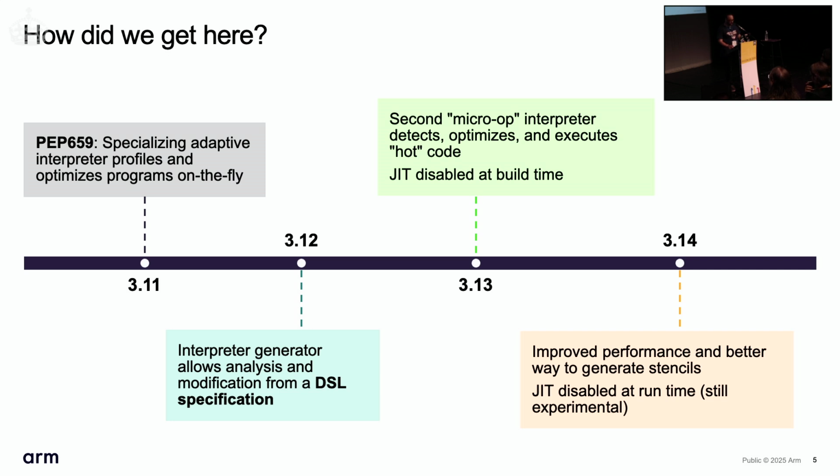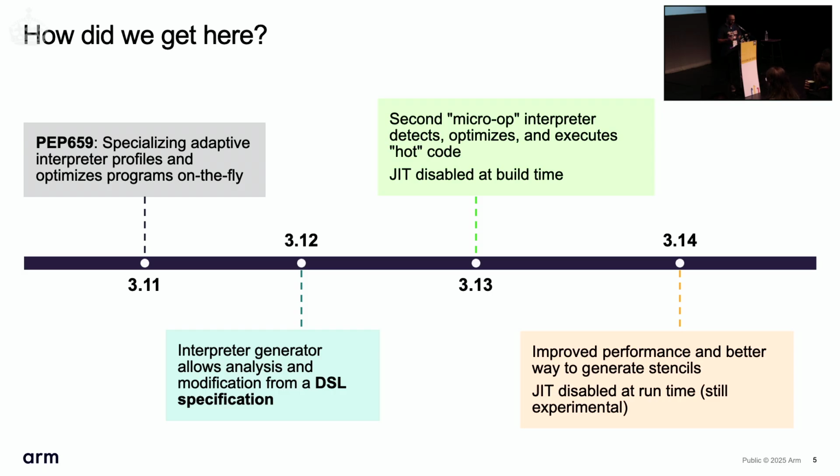In 3.13, there is a new micro-op interpreter that was added. It lowers the specialized bytecode into micro-ops, which are simpler and easy to optimize. This new pipeline detects hot code and runs more efficiently. This is also the first implementation of the JIT in the code base.